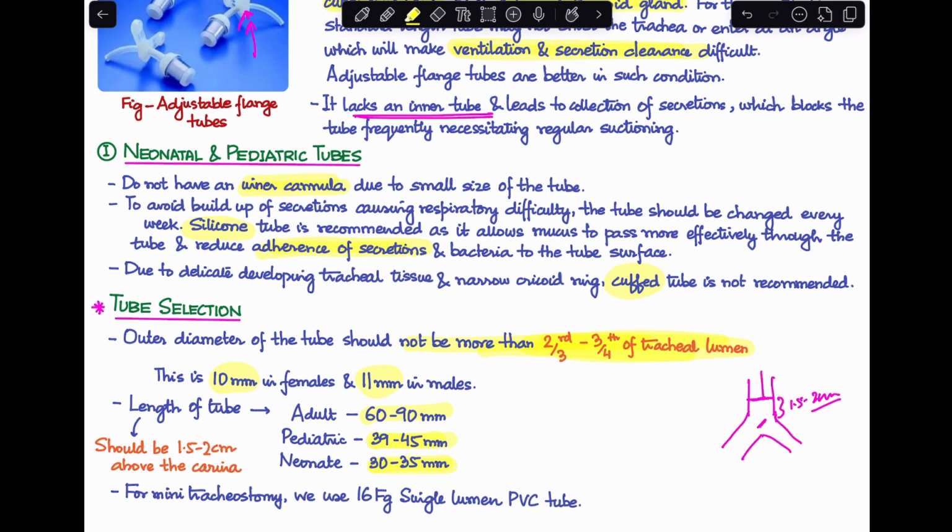Lastly, for mini tracheostomy, we usually use a 16 Fg single lumen PVC tube. So that's all about tracheostomy tubes.